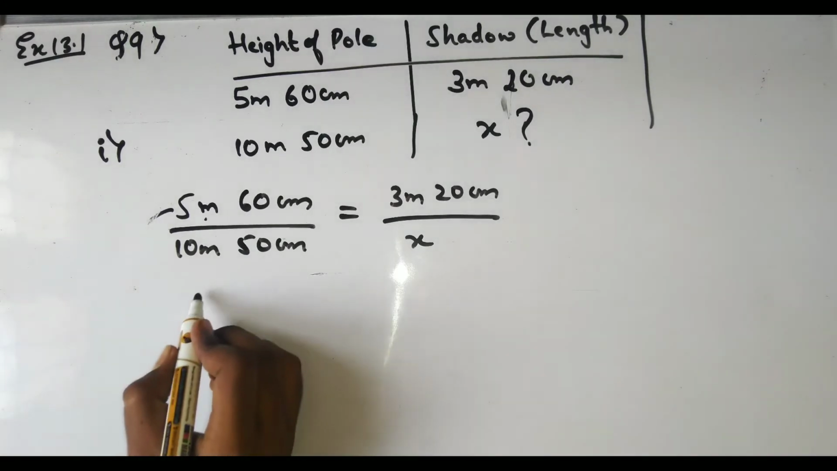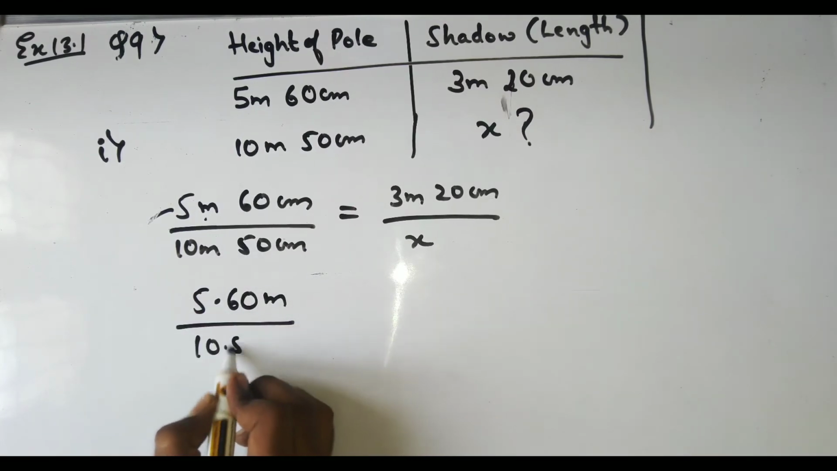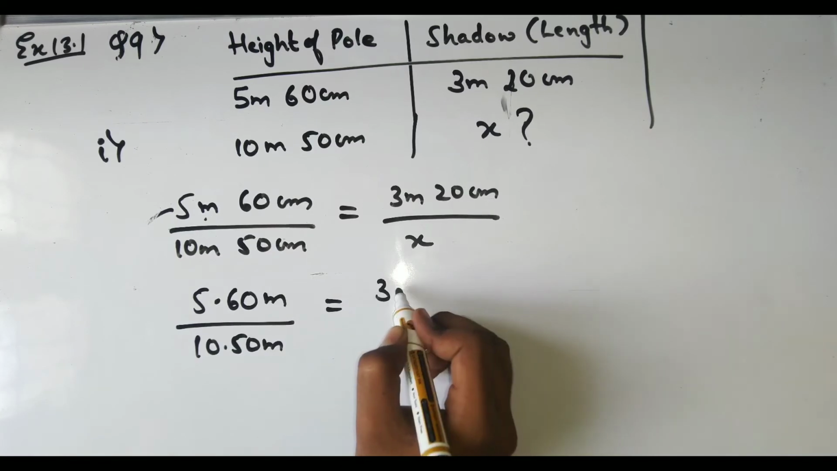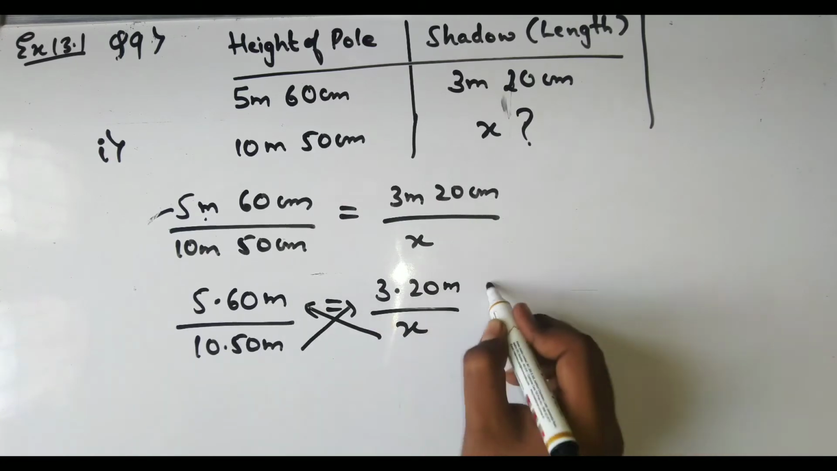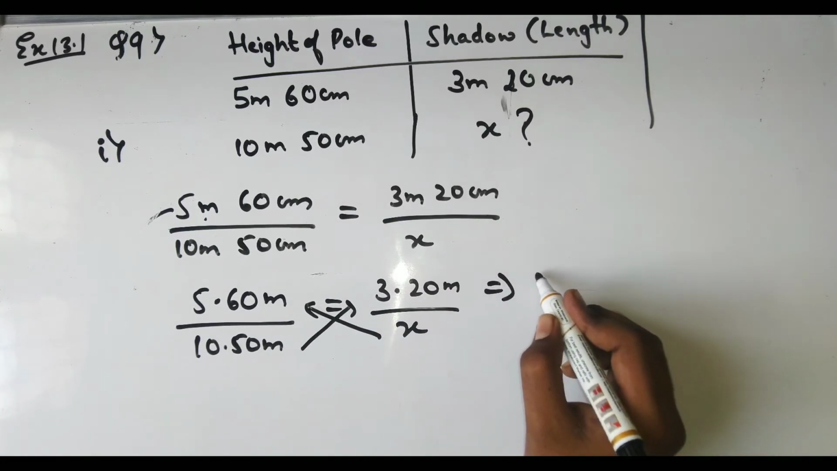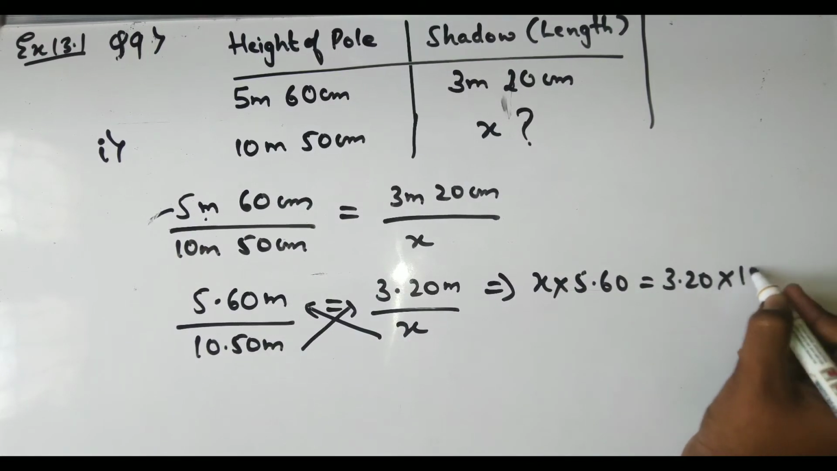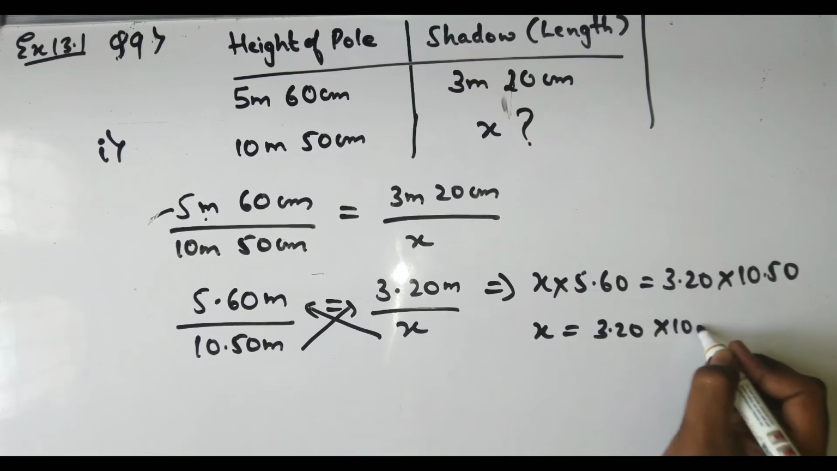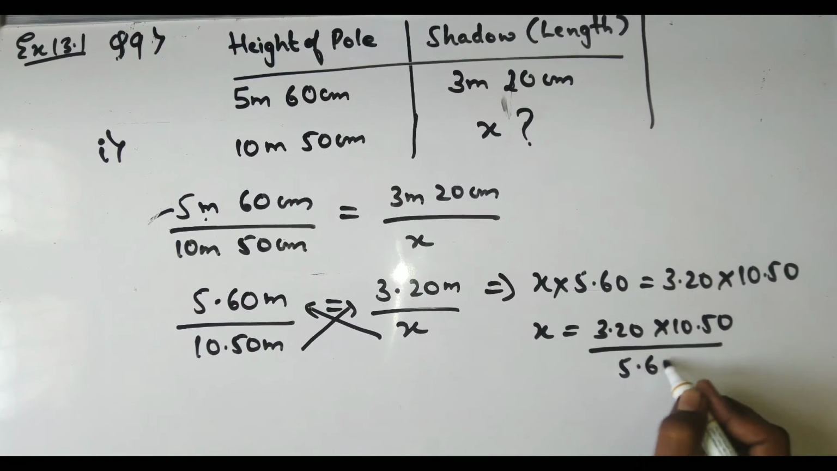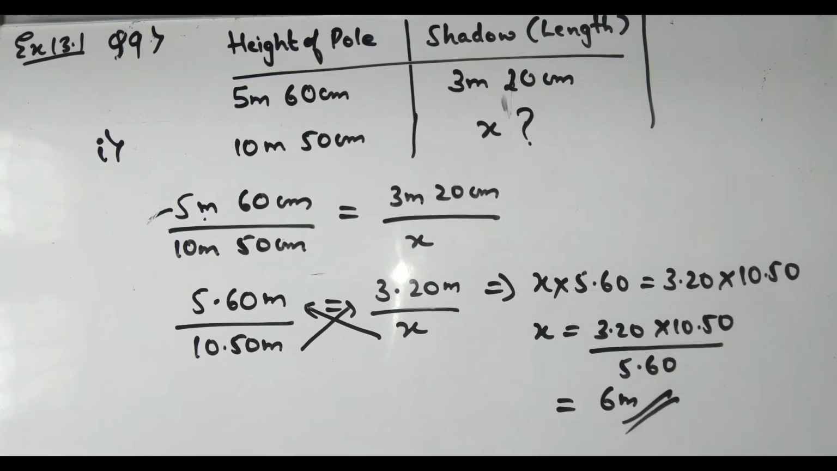So it is nothing but 5.60 meters by 10.50 meters equal to 3.20 meters divided by x. Cross multiply, so you'll get x into 5.60 is equal to 3.20 into 10.50. From this x is equal to 3.20 into 10.50 divided by 5.60. So the final answer will be 6 meter. Just simplify and calculate the answer.